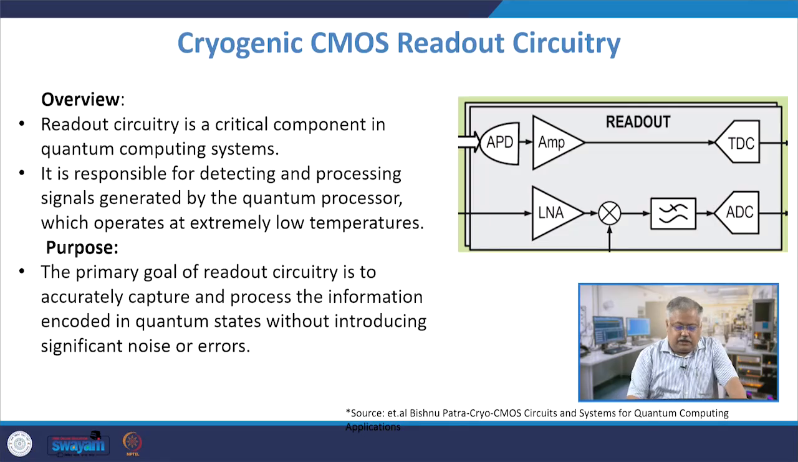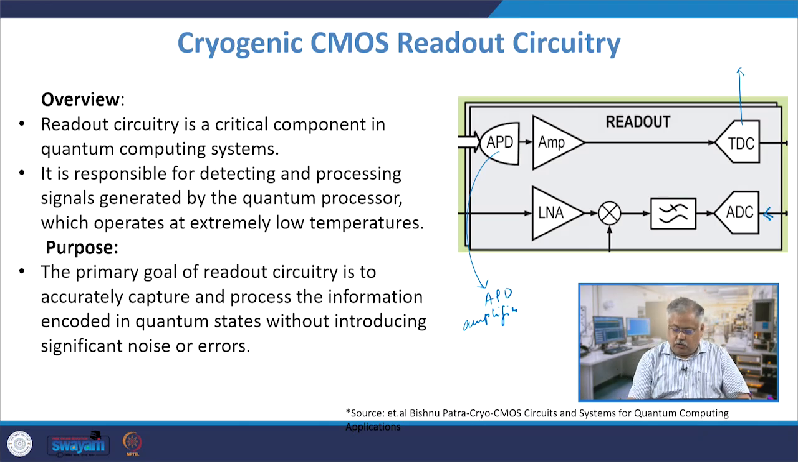Now, we look at this CMOS readout circuitry here. So, this is an optical readout circuitry. I have an avalanche photodetector here which basically collects information about the qubit state, amplifies the signal, sends it through an amplifier, and sends it to a readout circuitry. This is a time to digital converter which converts these analog signals to digital signals.